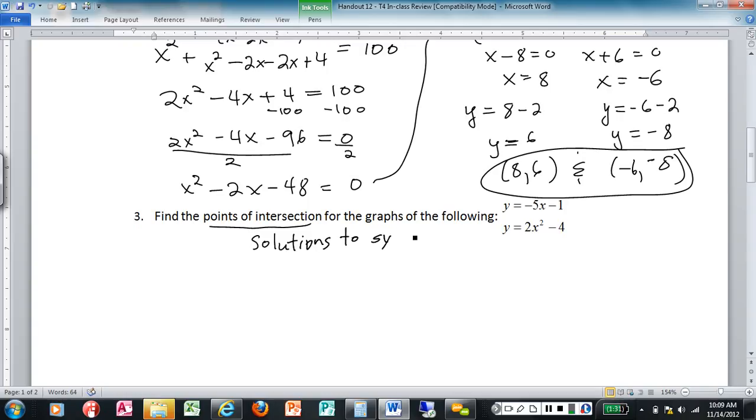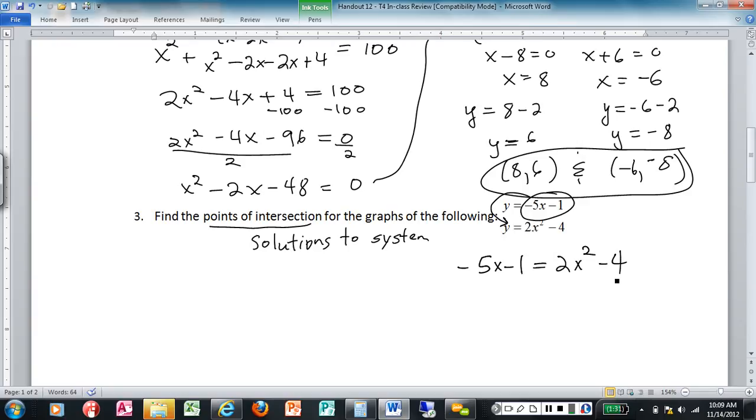So vice versa, solutions to a system are the points of intersection on the graphs, the real solutions. If it asks for points of intersection, again, it's just solving the system, which looks like substitution, doesn't it? I can substitute the minus 5x minus 1 for the y down here, so I get minus 5x minus 1 equals 2x squared minus 4.